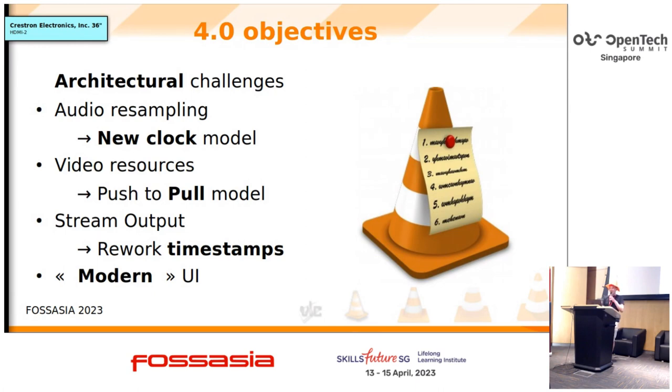So we had some objectives, a lot of big changes to fix long old bugs. For the audio resampling, we introduced a new clock model. For the video resource management, we changed the model to a pull model instead of push. And for having a proper stream output, which is mostly transcoding and passing to some other modules, we had to rework the way we were dealing with the time. And also, what everyone is asking is the new UI, because the old one doesn't suit everyone.